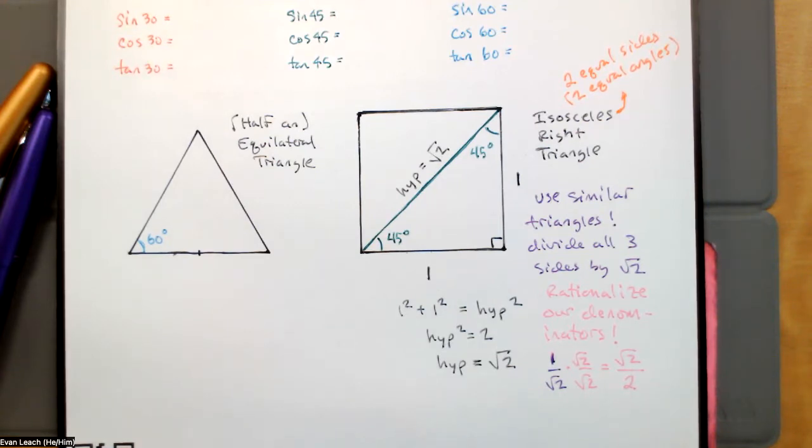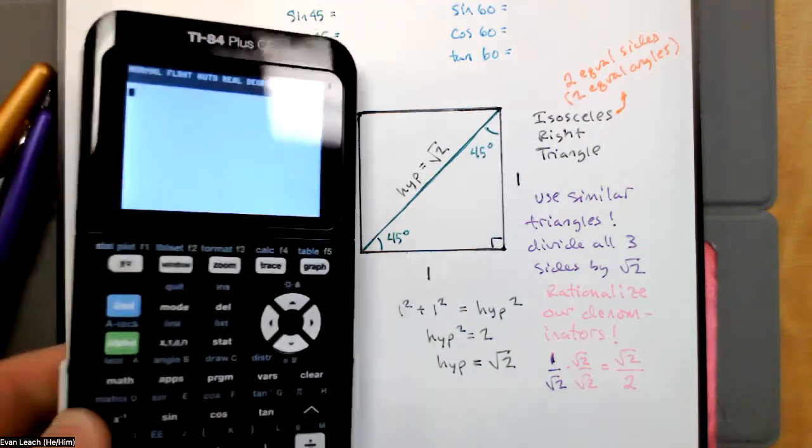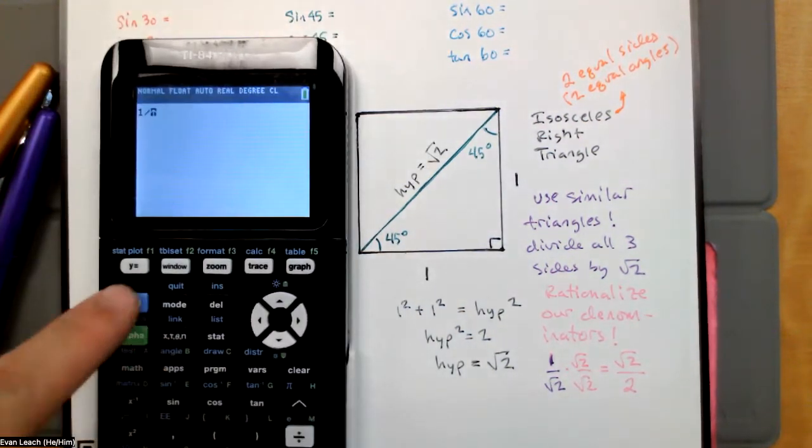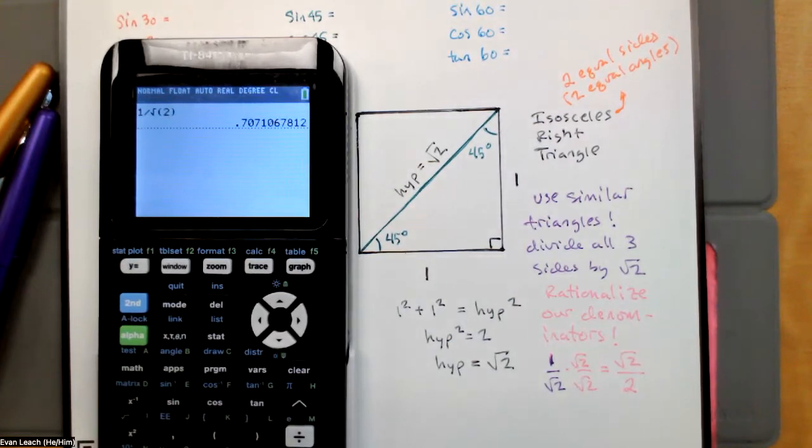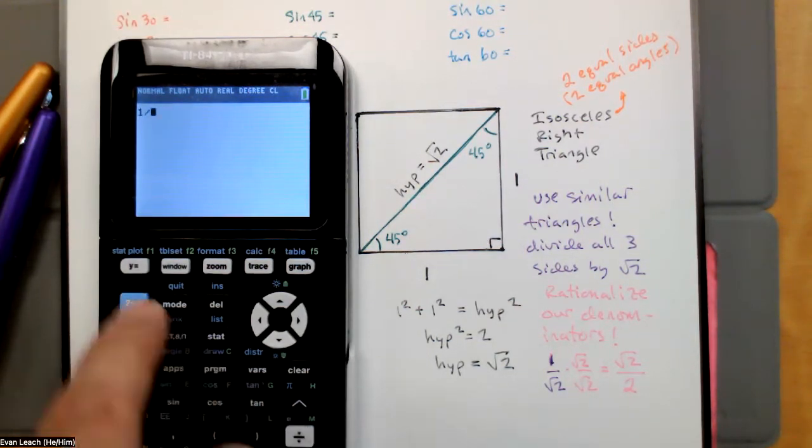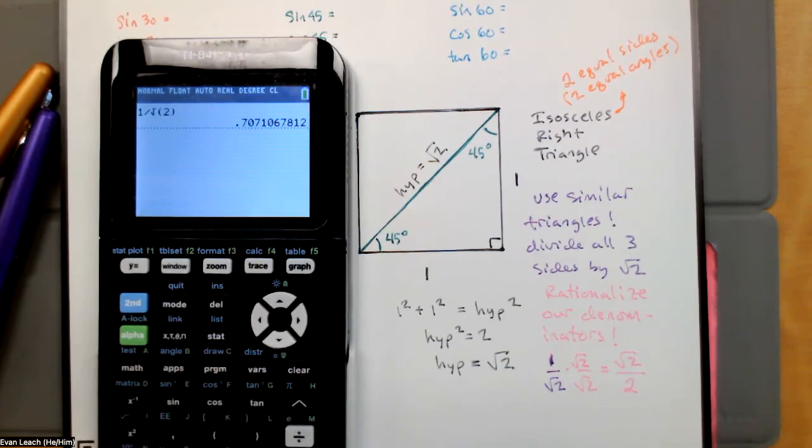From a practical standpoint, we don't really need to rationalize things, because if I want to know what 1 divided by the square root of 2 is, I just ask the calculator, hey, calculator, what is 1 divided by the square root of 2? And it tells me it's 0.7071. I did it upside down. 1 divided by the square root of 2, 0.7071. If I take the square root of 2 and divide that by 2, I also get 0.7071.